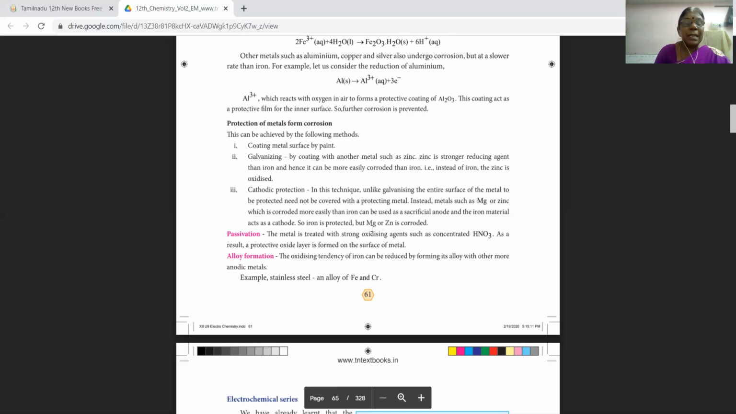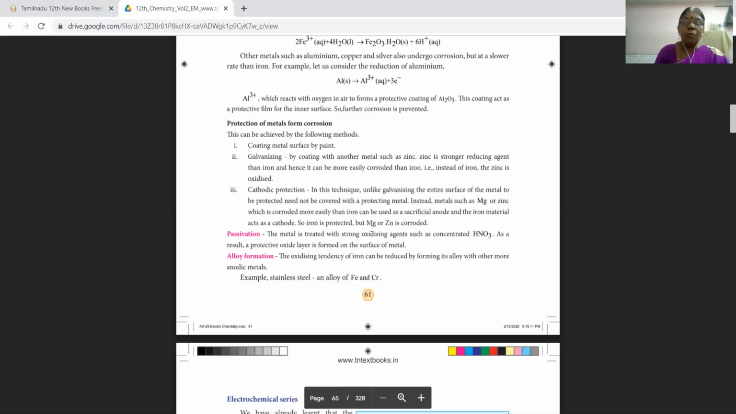And our next one is passivation. The metal is treated with a strong oxidizing agent such as concentrated nitric acid. As a result, a protective oxide layer is formed on the surface of the metal. This is another method. That is, the metal is treated with a strong oxidizing agent like nitric acid, and again the same thing: a protective oxide layer is coated on its surface so that further corrosion is restricted.